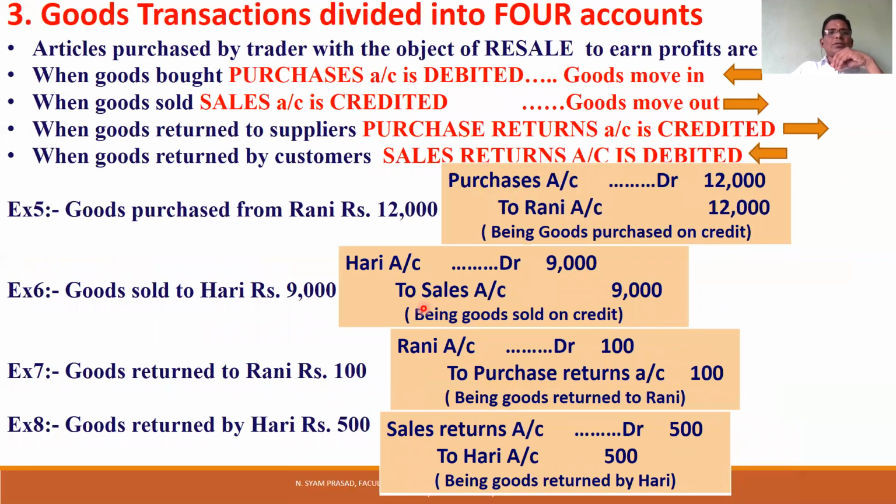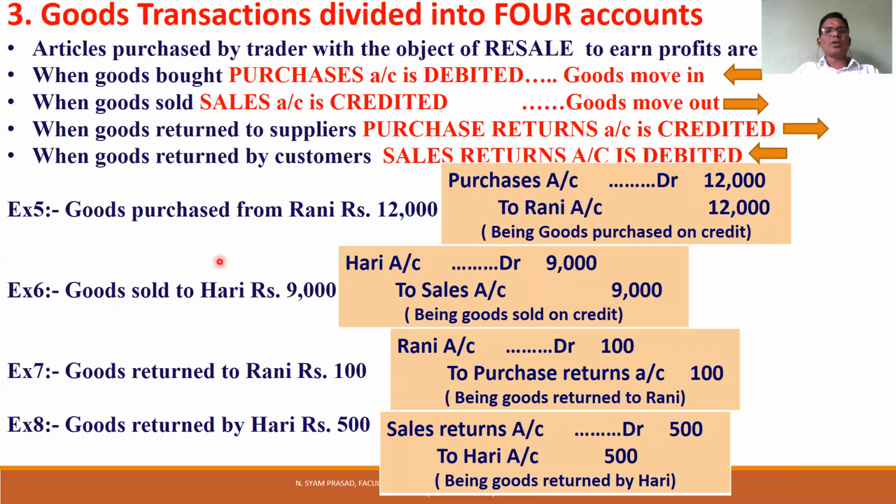Then we have goods. You know very well, goods are the purpose of the organization. The purpose for which a business exists is goods. Usually, articles purchased by a trader with the object of resale to earn profits are called goods. The goods account is divided into four categories. Usually students don't give much priority to this very important aspect. One goods account has four accounts in the journal entries.